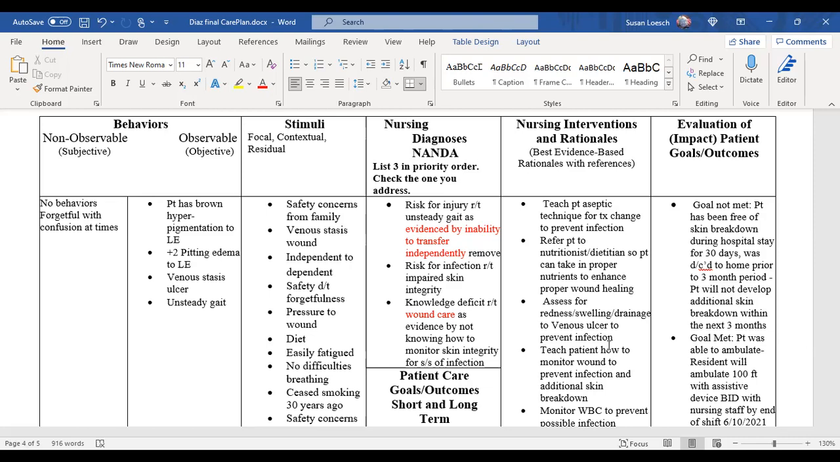Now, where it says stimuli, focal, contextual, residual, you're going to actually copy and paste what you put in those boxes above right into here. It's the same focal, contextual, residual information. Now, if the patient already has something, they're not at risk for it, okay?